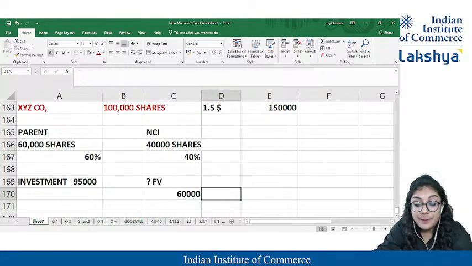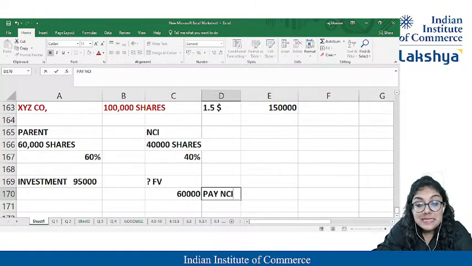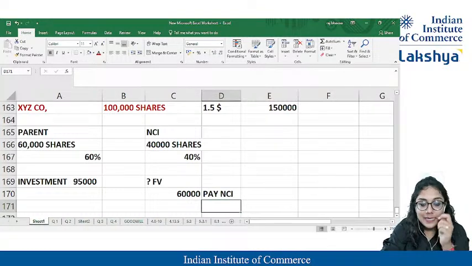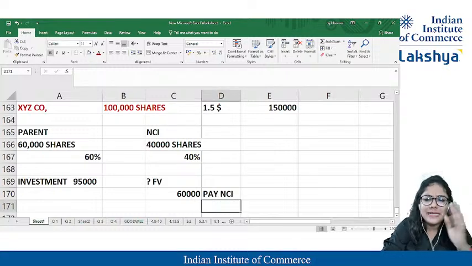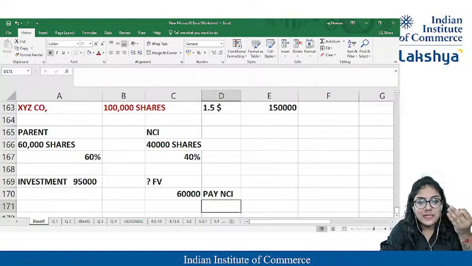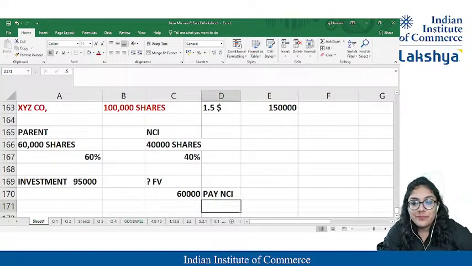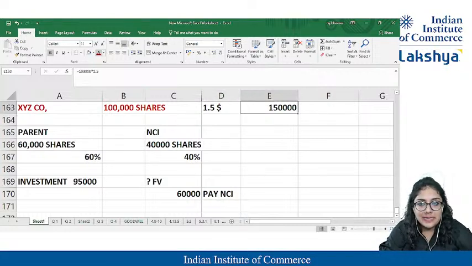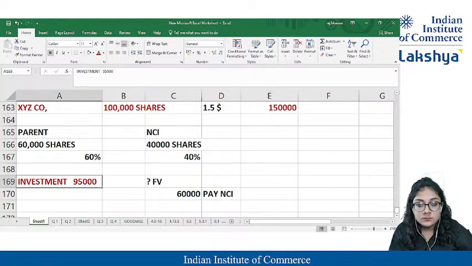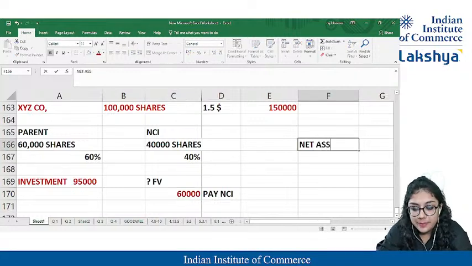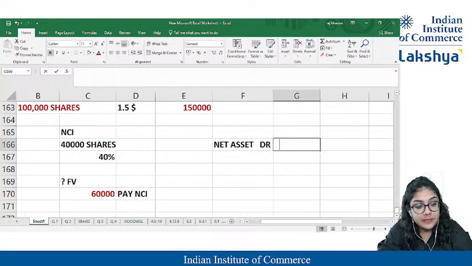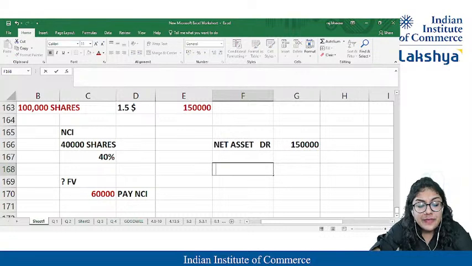So 60,000 is the payment which the NCI has to make. NCI is liable to have paid 60,000. And obviously for the parent, they have already given 95,000. That works well. So in this, can you tell me what accounting entries can I pass? This is my net investment: net assets, the total assets, equity 150, parent paid 95, NCI paid 60. Cool. Can I write like this, net assets account debit 150?